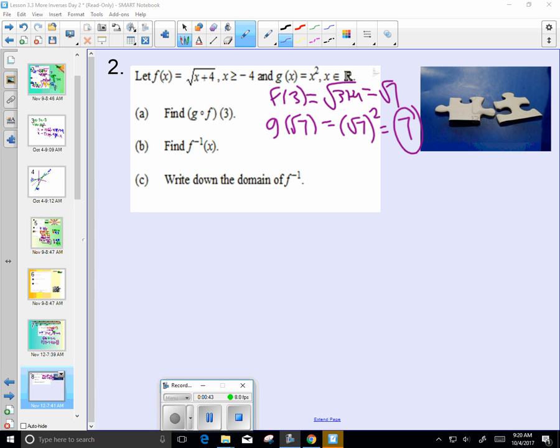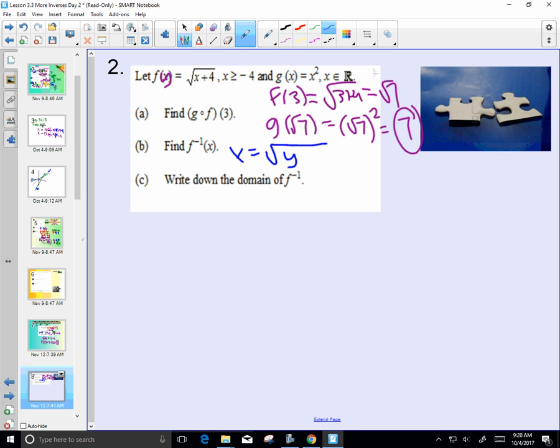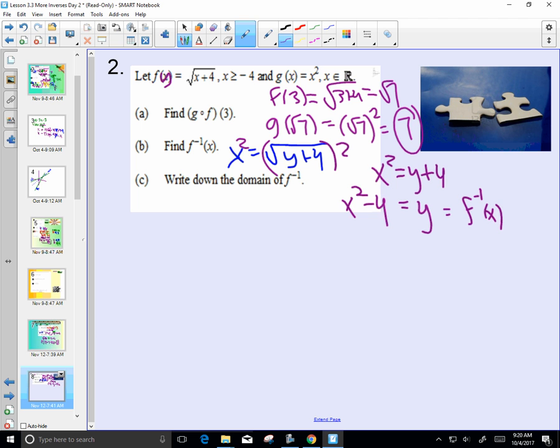Okay, so to find the inverse, we start with this guy, which is y, and write x equal to square root of y plus 4. Now, if we square both sides, you're going to get x squared equal y plus 4. So what's y equal to? x squared minus 4. Or we'd say f inverse. Yes, this means the inverse of f of x. It's not the reciprocal.